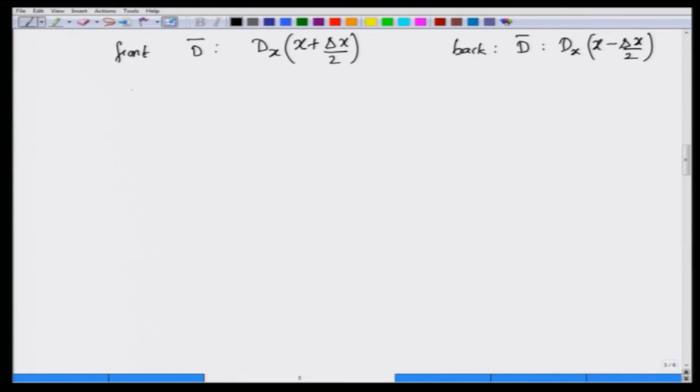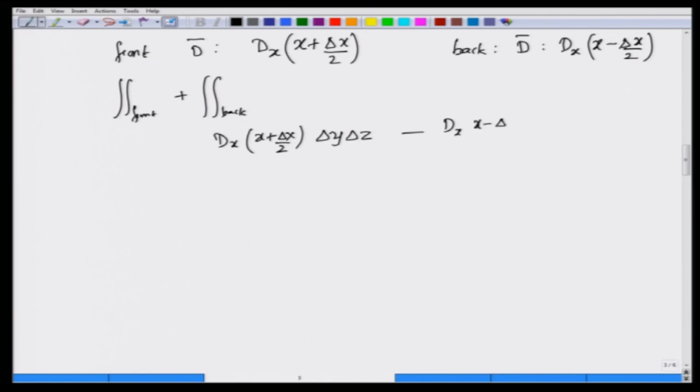Now, look at the integration over front and back surfaces. If you integrate over the front and back surface and add the two integrals, what are you going to get? This integral on the front surface will be equal to Dx of x plus delta x by 2 times delta y delta z, correct. What about the back surface? The back surface will be Dx of x minus delta x by 2, which we are assuming to be constant, times delta y delta z. There is a minus sign here, please note that this minus sign is because the surface area on the back surface is actually pointing along the minus x direction. Okay. Now, you can actually simplify. So, this is the result of these two integrals. You have assumed that Dx at x plus delta x by 2 and Dx at x minus delta x by 2 are constants, and delta y delta z themselves are small.